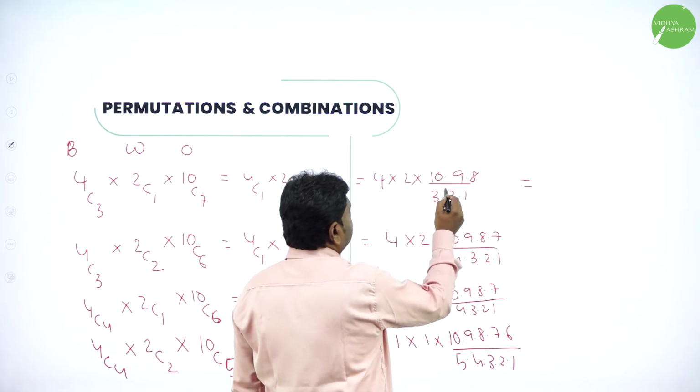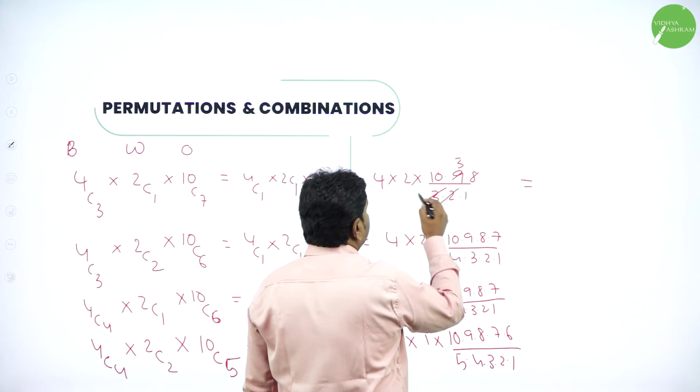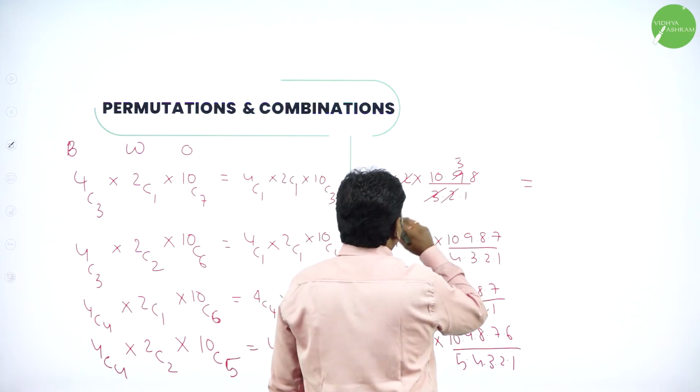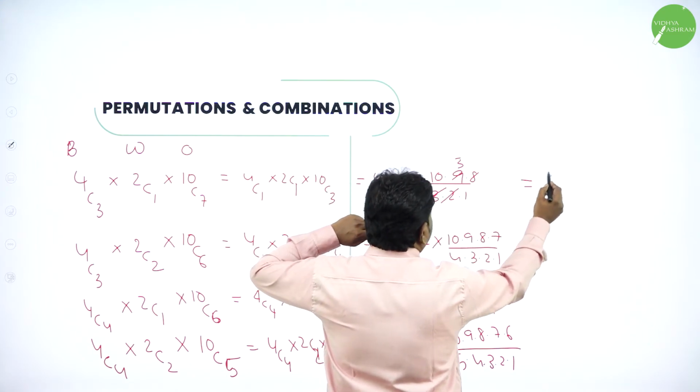So here 3 ones are 3, 3 threes are 9, and 2 ones are 2, so it cancels. Simplify whatever is left out. 10, 4 threes are 12, 12 eights are 96, 960.